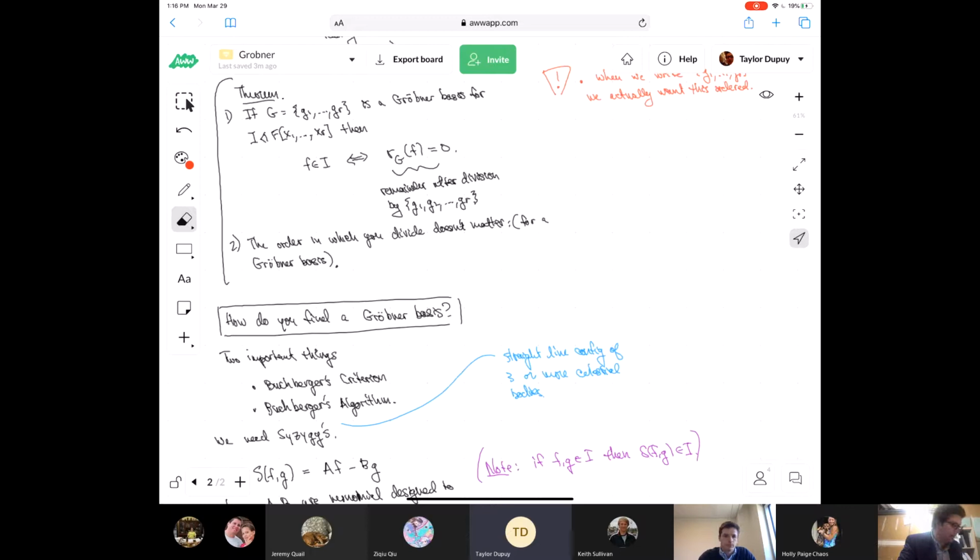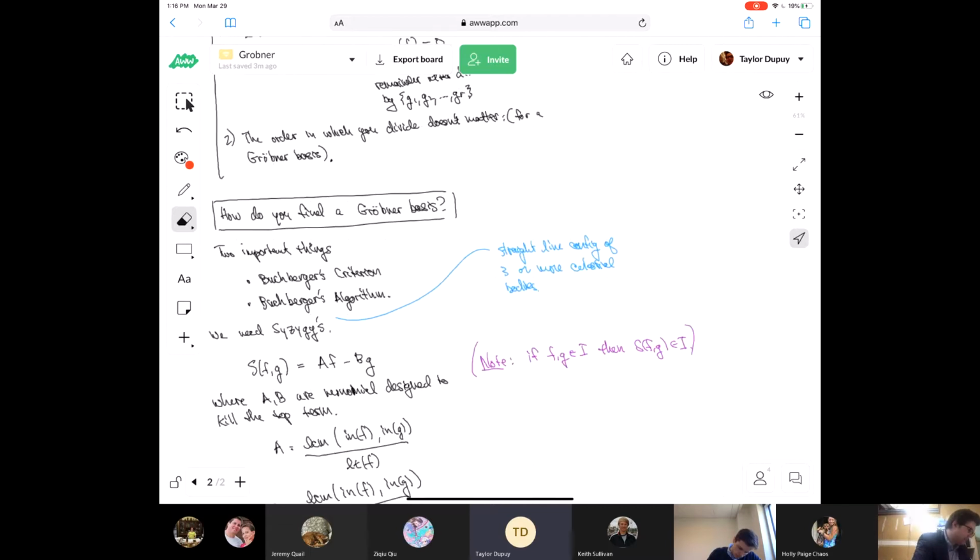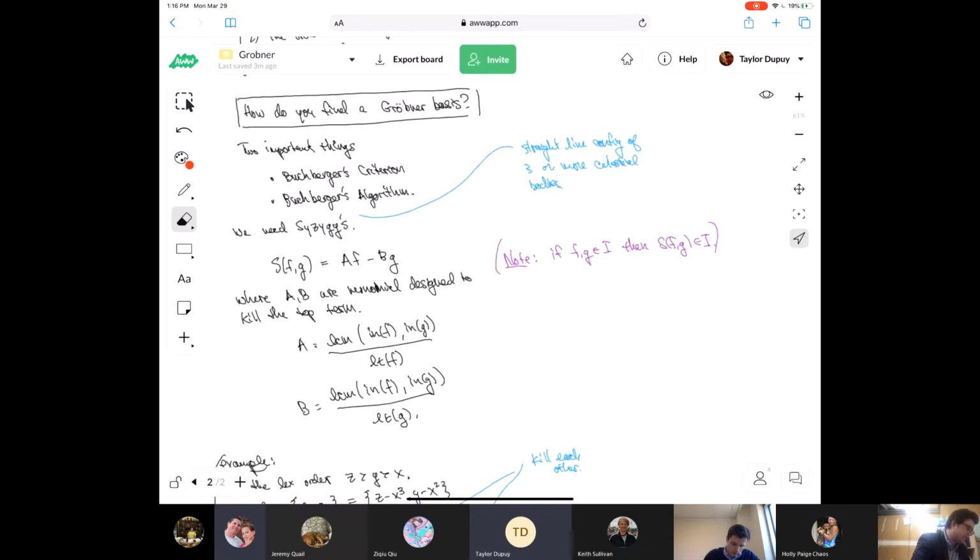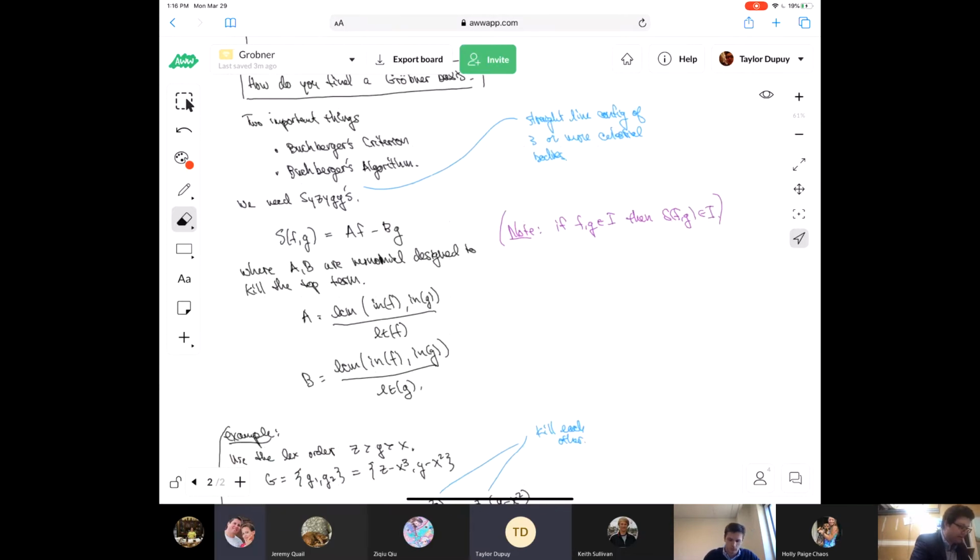And also if you permute the things that you're dividing by in the division algorithm, that can lead to a different answer in general. But if you have a Gröbner basis for a term ordering, then the remainder is always well defined, and something is a member of the ideal if and only if its remainder modulo the Gröbner basis is 0. Okay. All right. So it makes the division algorithm nice. And so how do you find a Gröbner basis?